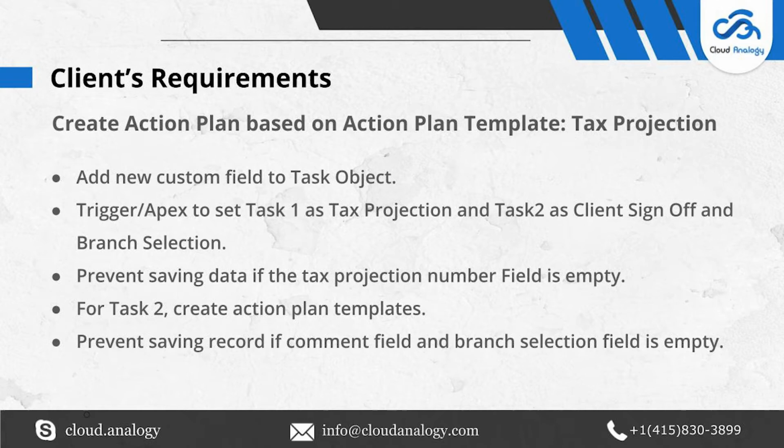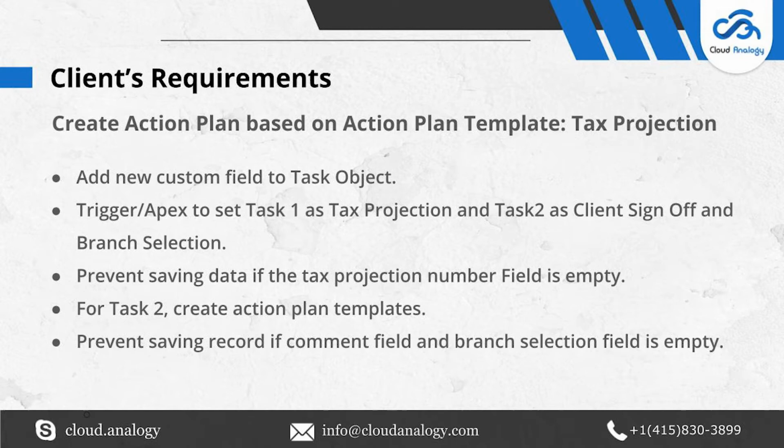Number 1. Add new custom field to task object, tax projection number. Number 2. When the action plan gets saved, trigger Apex will set task 1 as tax projection and task 2 as client sign-off and branch selection, and the due date gets changed. Number 3. Preventing saving data if the tax projection number field is empty.